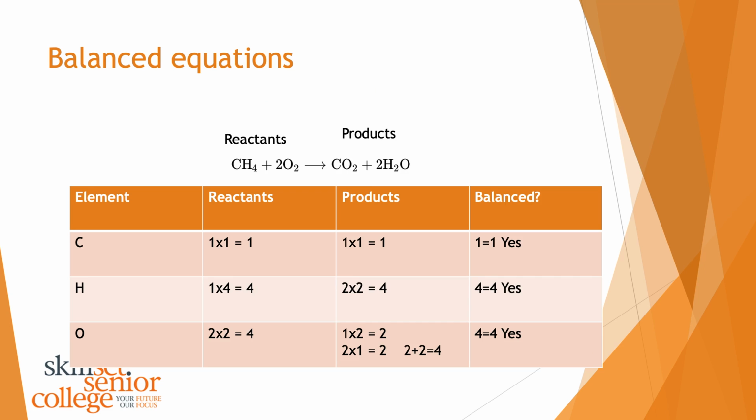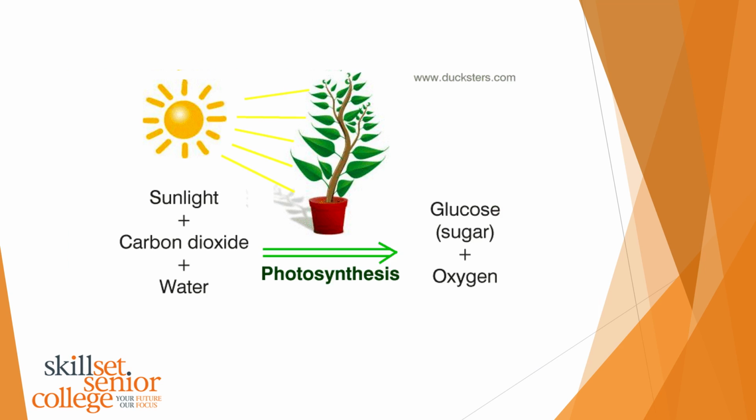Let's look at another really common chemical equation that we'll come across, and you may have come across already. And this is photosynthesis. The chemical equation for photosynthesis is sunlight and carbon dioxide and water leads to photosynthesis, which means plants can produce glucose, which is a sugar, plus oxygen. So basically all a plant needs is carbon dioxide, water and sunlight, and then it can produce glucose and oxygen.